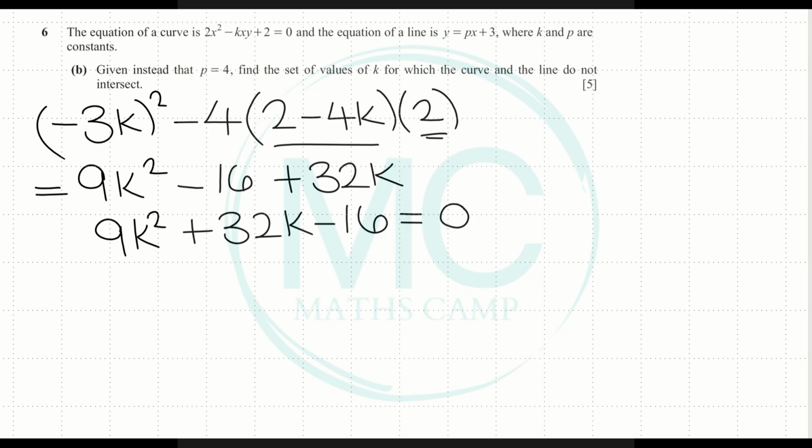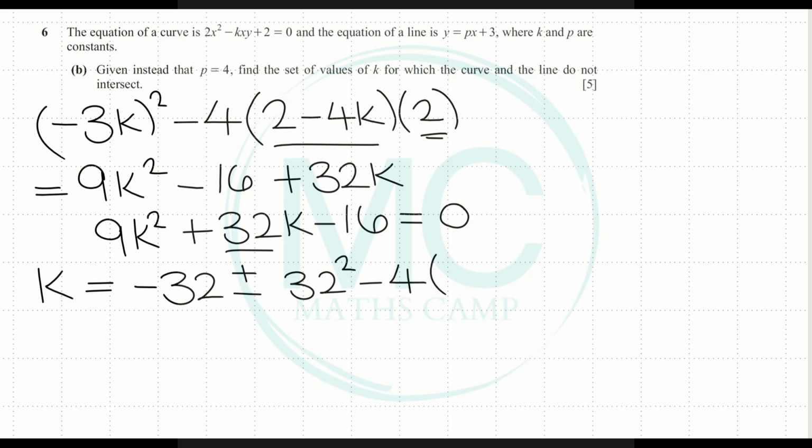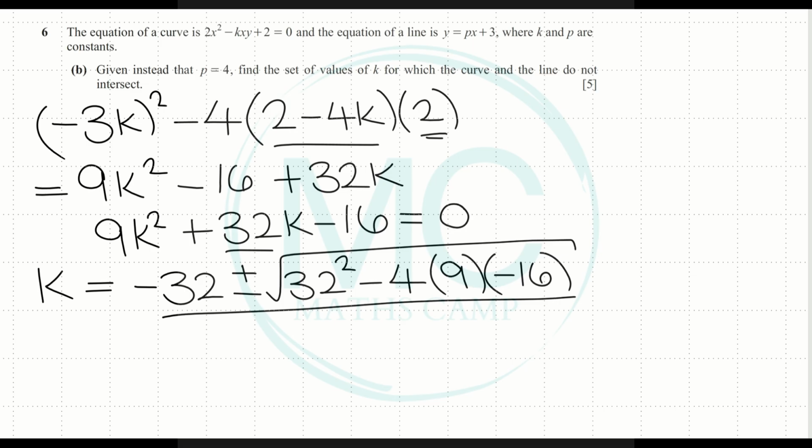To solve for k, let's use the quadratic formula. I can say k is equal to negative b. b is negative 32. So negative 32 plus or minus the square root of b squared, 32 squared, minus 4, multiplied by a, which is 9, multiplied by c, negative 16, close the bracket, all over 2 multiplied by 9, which is 18.